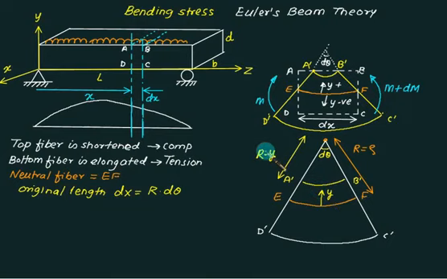So if you go on the top side, it's R minus y, and if you go below this, it's R plus y. Above this, we have our R, so if we go above and measure from here, it will be R minus y, and if we measure below this, it will be R plus y. So the new length will be equal to R minus y multiplied by d theta. How much is the new length from here to here? R minus y into d theta.